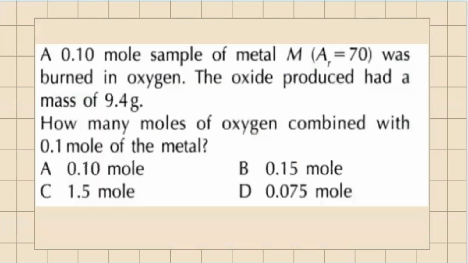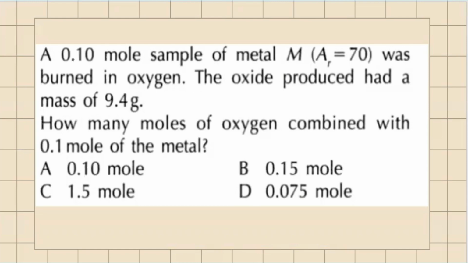Okay, a 0.10 mole sample of metal M, atomic mass 70, was burned in oxygen. The oxide produced had a mass of 9.4 gram. How many moles of oxygen combined with 0.1 mole of what? The metal. A 0.1 mole, B 0.15 mole, C 1.5 mole, D 0.075 mole.